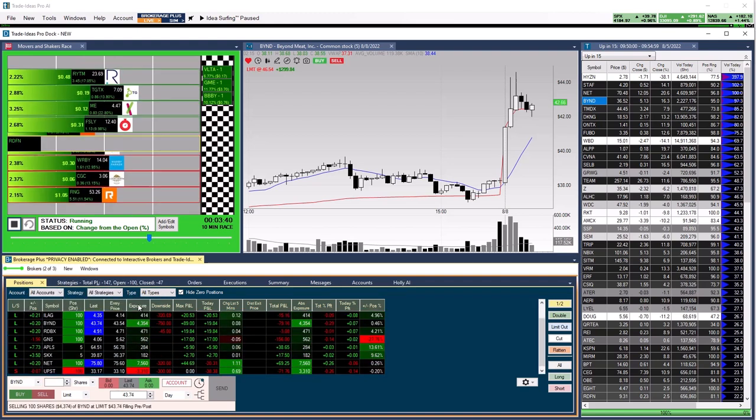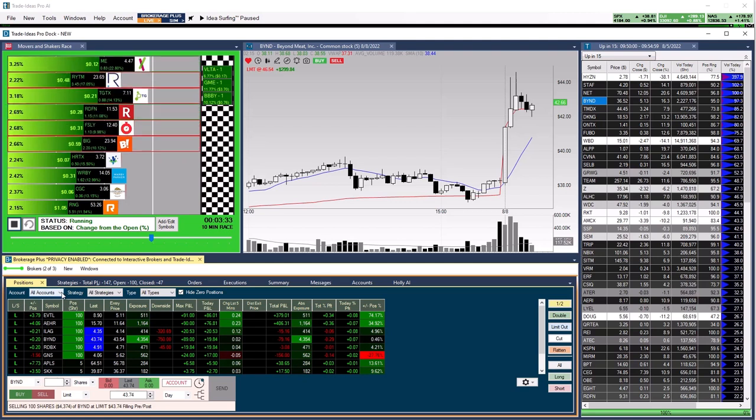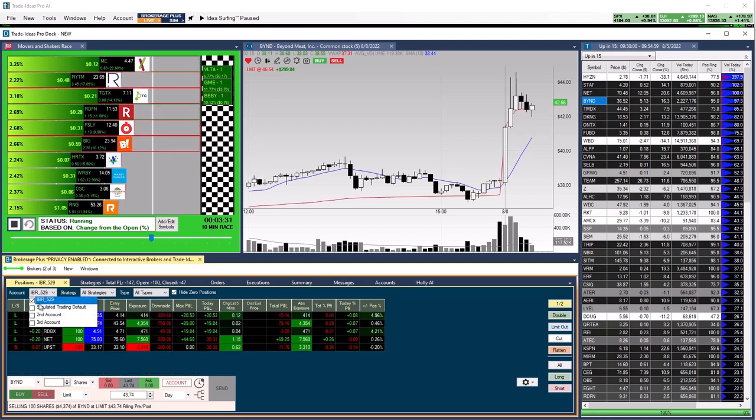When you make paper trades in Brokerage Plus, you'll see your positions right alongside your live trades in the Positions tab. You can monitor performance across all your trades, or use the account filter to show just one.